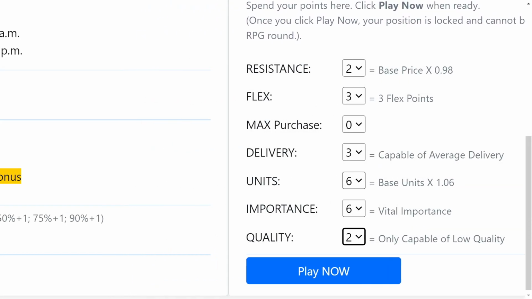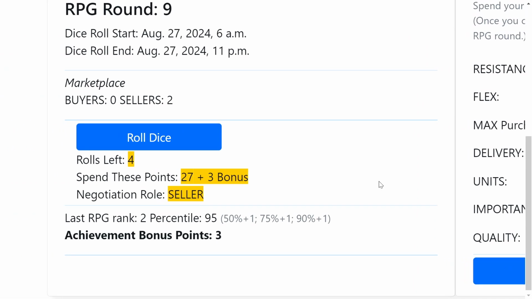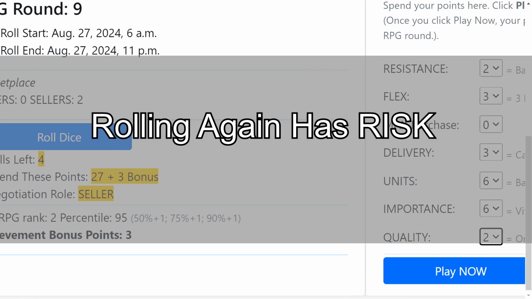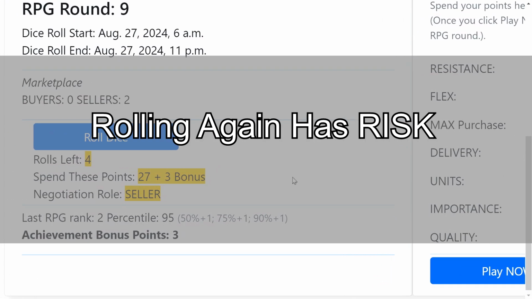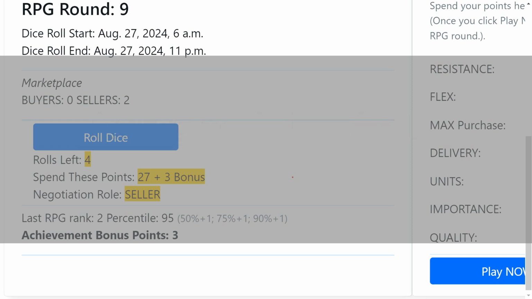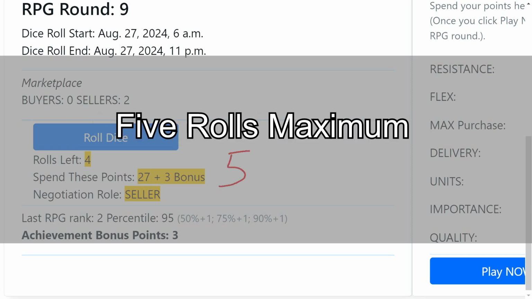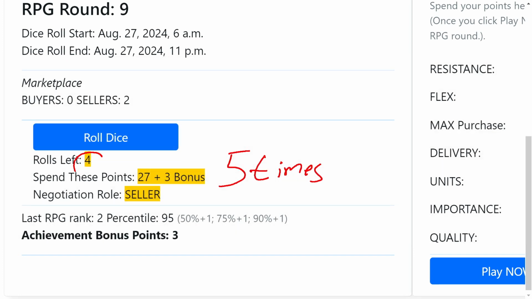Of course, we could say, I don't like those points, I want to roll again. Maybe I want more than 30. Okay, that's possible, but can you get more than 30? You have to roll again, and you can only roll a maximum of 5 times. We've already used 1, so we only have 4 left. That's a bit risky, because when we roll again, our score could go lower. The points we have to spend would be lower.